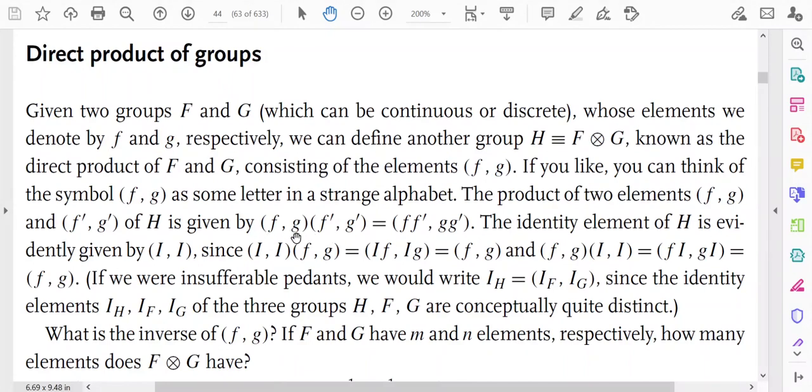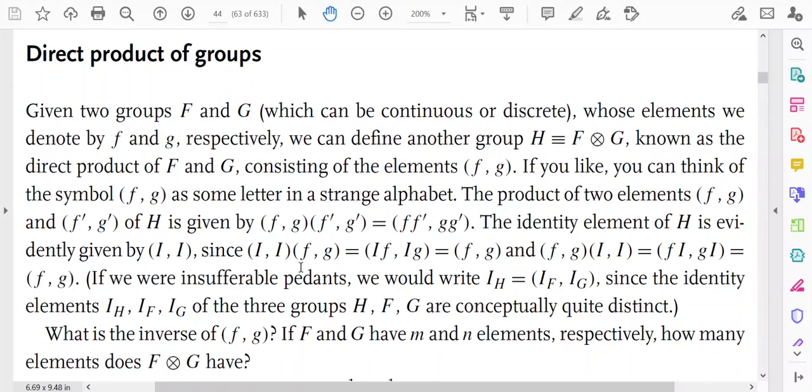We have to just follow the rule for the multiplication between the two elements. So this is the rule for the multiplication between two elements of H, which has been formed by the direct product. The identity element of H is evidently given by (I, I). So the identity element of H is written in this way, (I, I).